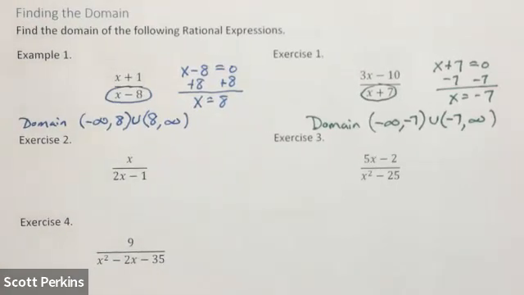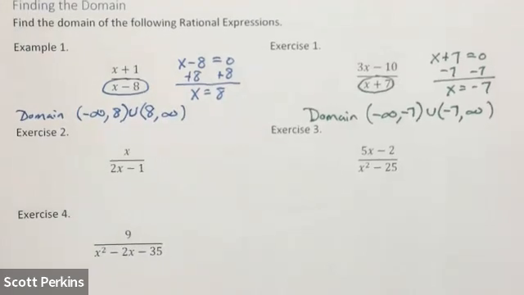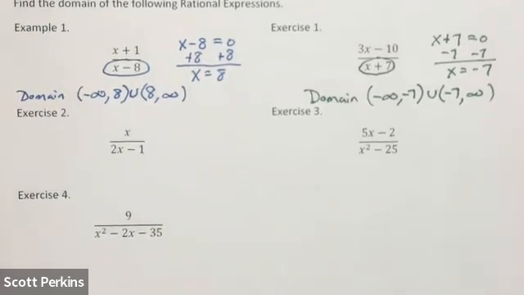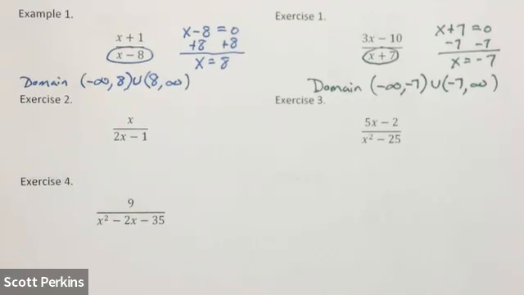Exercise 2, same thing. You're just getting another opportunity. So figure out what value does not work, and then write in interval notation what the domain is.